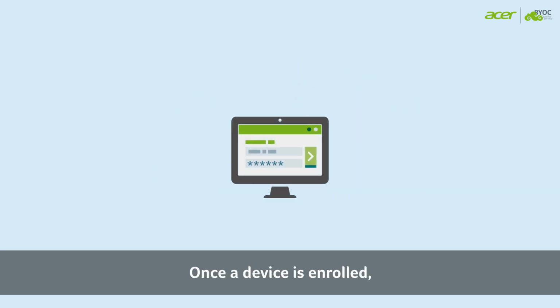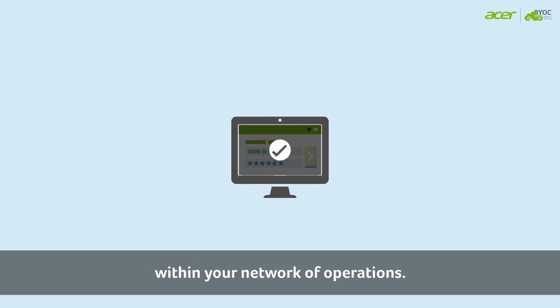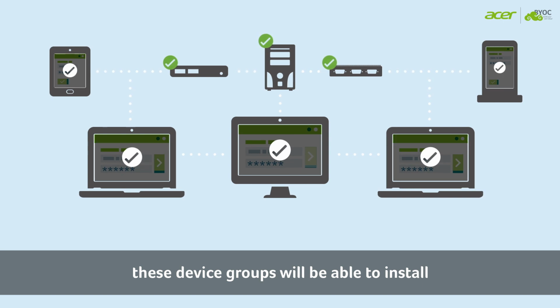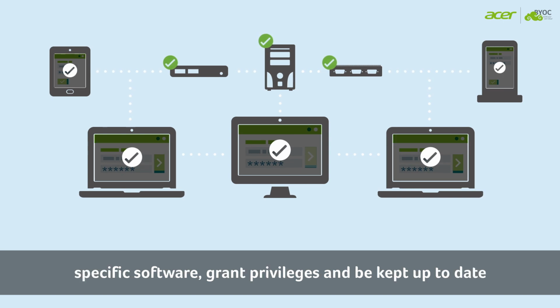Once a device is enrolled, it can be easily assigned to specific groups within your network of operations. Once connected to the internet, these device groups will be able to install specific software, grant privileges, and be kept up to date all at the same time.